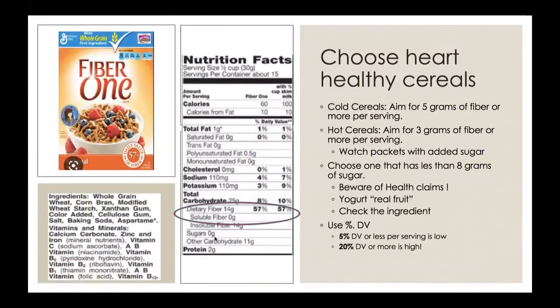Another is cereal: choosing healthy cereals. To choose fiber-rich cold cereals, aim for 5 grams or more of fiber per serving, and for hot cereals, aim for 3 grams or more. Be cautious of packets with added sugar and choose one with less than 8 grams of sugar. Be aware of health claims such as real fruit in yogurt, and instead check the ingredient list and use the percentage daily value as a guide to know exactly what's in the product. A food with 5% daily value or less per serving is considered low, while 20% daily value or more is considered high in that particular nutrient.